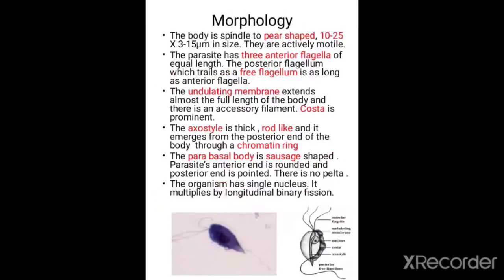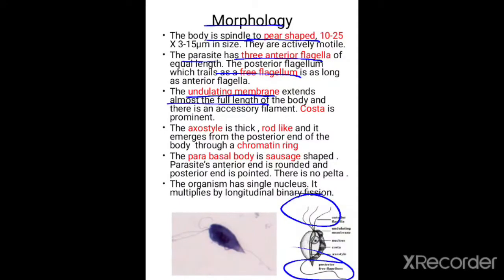in cows. When it comes to the morphology, they are spindle to pear shaped, and the parasite has three anterior flagella of equal length, and one long posterior flagellum. The undulating membrane extends almost the full length of the body, and the parabasal body is sausage shaped. The organism has a single nucleus. It multiplies by binary fission.